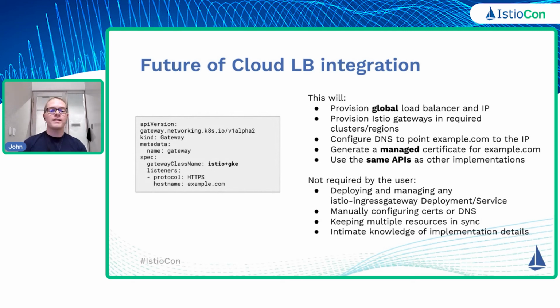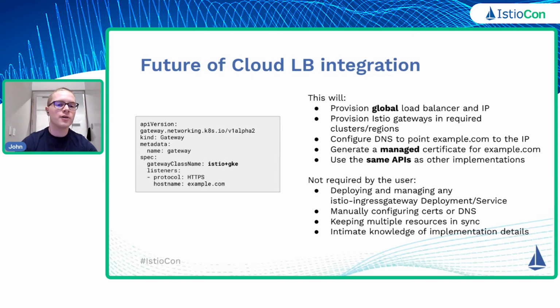But this gives us a huge list of features. We can get a global load balancer and IP. We get Istio gateways provisioned automatically in the required regions and clusters based on availability, latency, cost, that sort of thing. We can even, moving forward, do advanced things like: I set example.com as the host name, and I had an IP automatically provisioned for this gateway. Well, we can also update the DNS record for example.com, assuming we own it, to now point to that IP. So that's one less step we need to do.